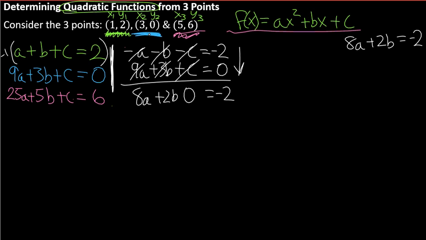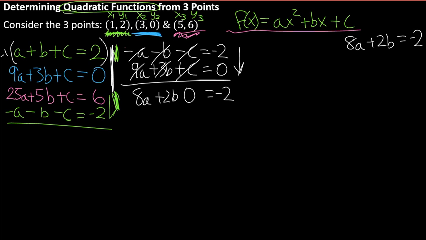Okay, so we want to eliminate C again. And the simplest thing to do would be to do the exact same thing, except using these two that I highlighted here in green. I'm going to multiply the green guy by -1 again, so that it eliminates the C from the pink. So let's do that. So I'm going to have -a minus b minus c equals negative 2.